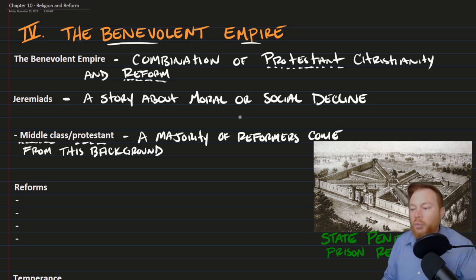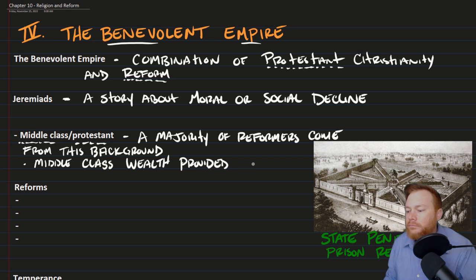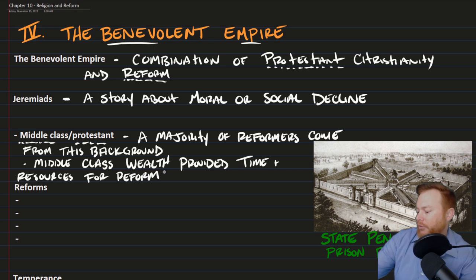And one of the reasons why it could be this class was, in some sense, we might say that middle class wealth, maybe, provided time and resources for reform. If you're amongst the working class, you probably don't have a lot of time to dedicate to reform movements. But if you're middle class, you have more time and more resources to go out and engage in reform movements because you're not having to work every single hour of the day, and so there's a certain kind of class element maybe to this.